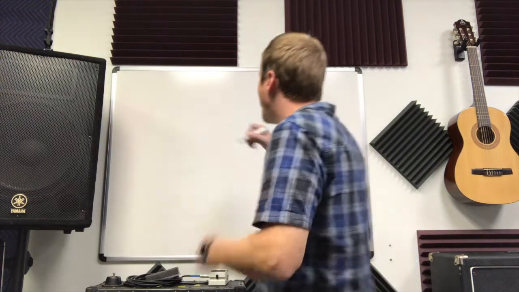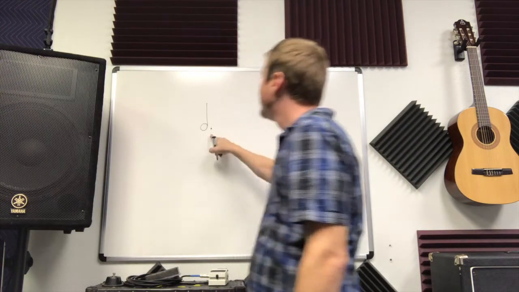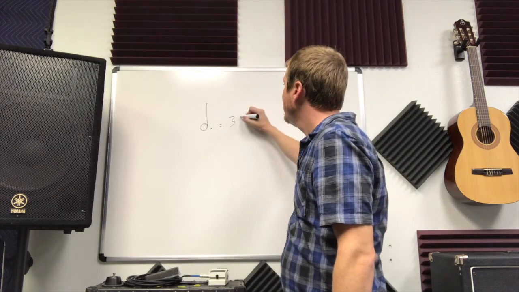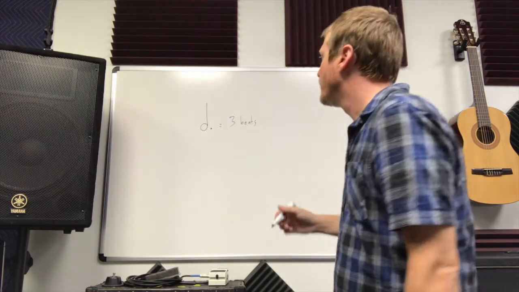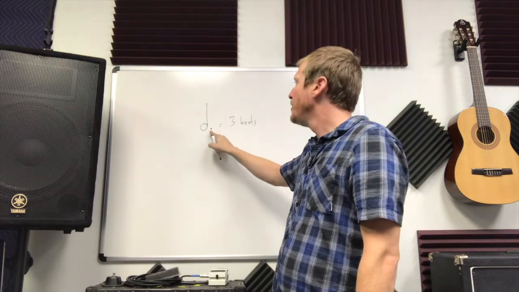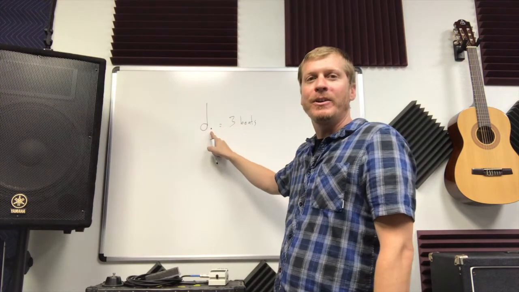However, if we want to get 3 beats, we need to add a dot to the note. So we call that a dotted half note. So basically, if we take a half note and add a dot to the right side of it like that, that equals 3 beats. Now, the reason for that is when you add a dot to a note, you add half the value of that note onto it.